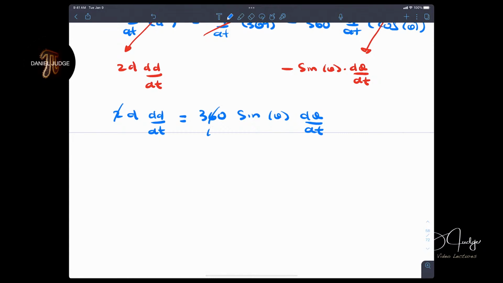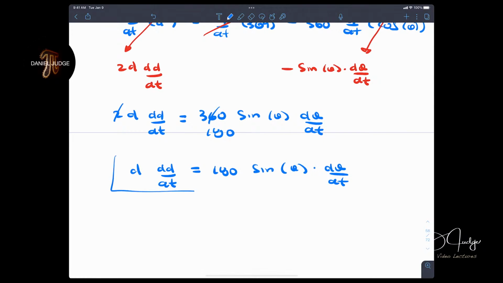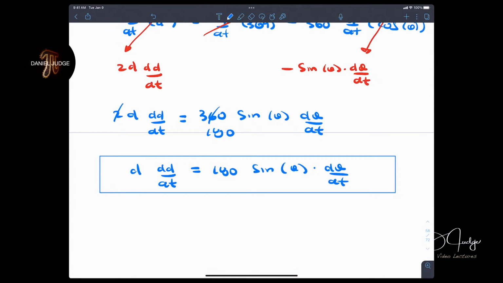Divide both sides by 2, dD dt equals 180 sine theta d theta dt. And there you go. This is your related rates equation.